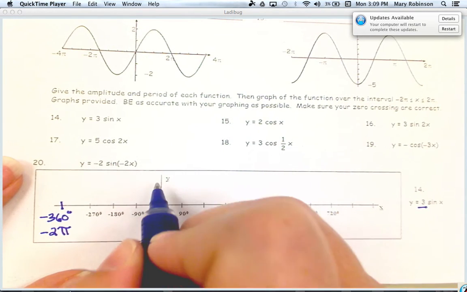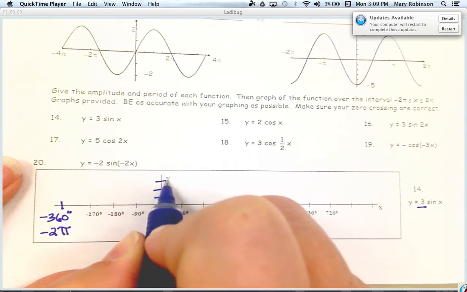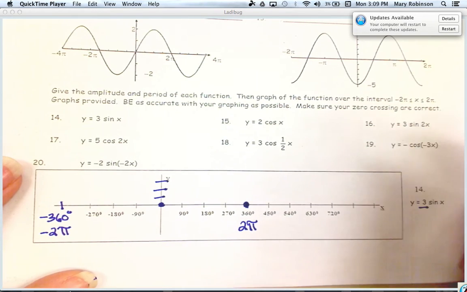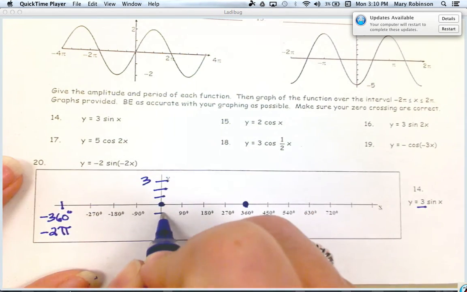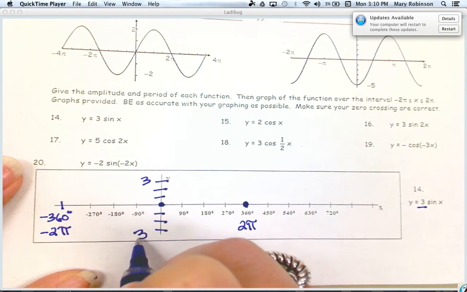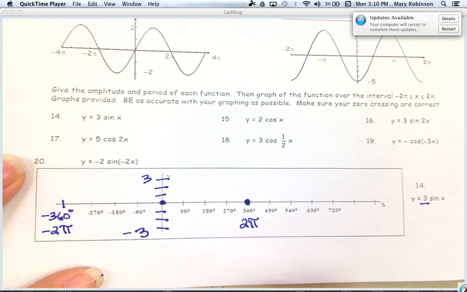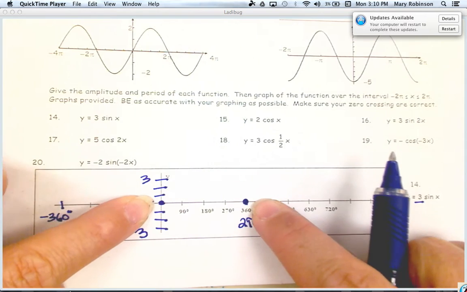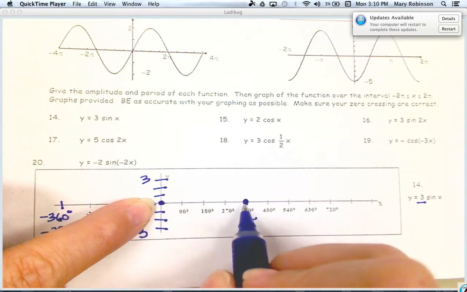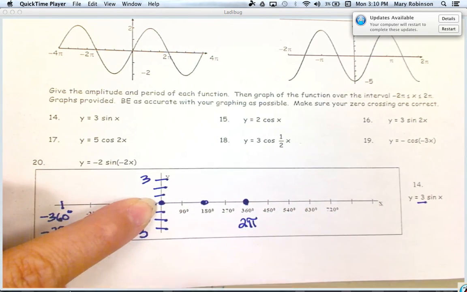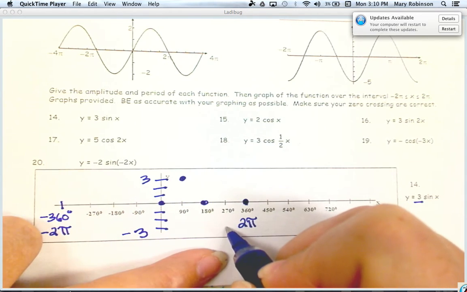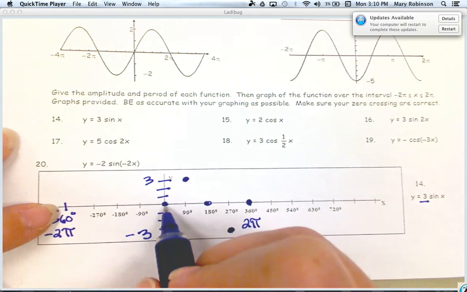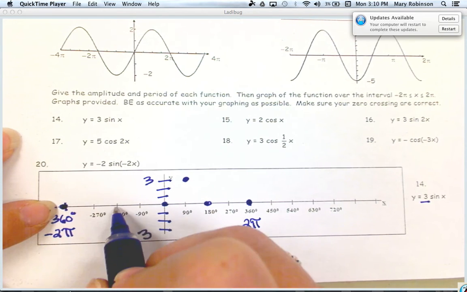So what this shows us is that instead of having your max be at 1, it's going to be at 3. So we just need to make sure that we mark 3 and negative 3 on our vertical axis. So remember, the sine function has zeros at the beginning, end, and halfway in between. Halfway in between there, it's up. Halfway in between there, it's down, your min.